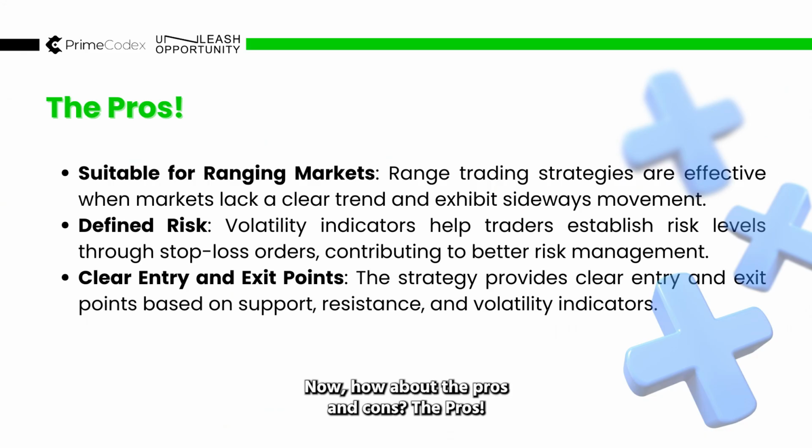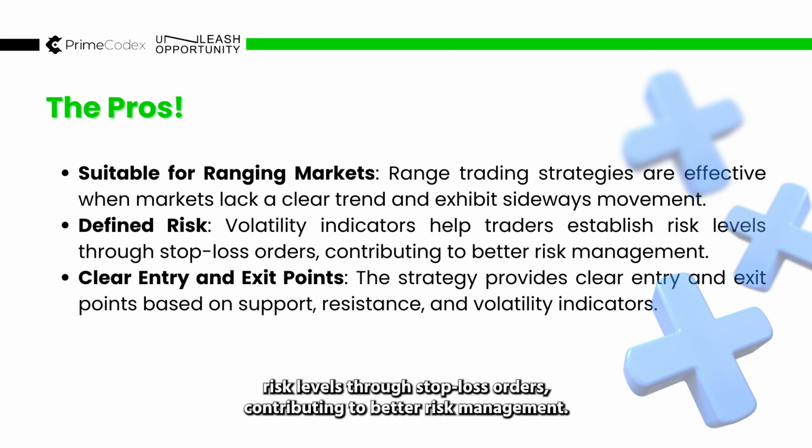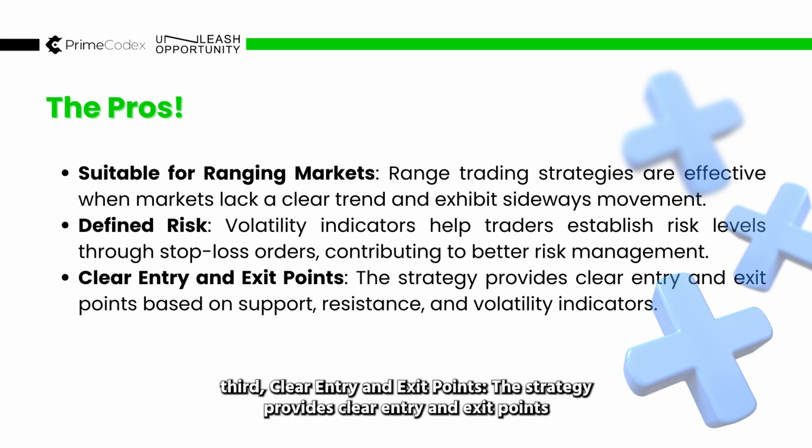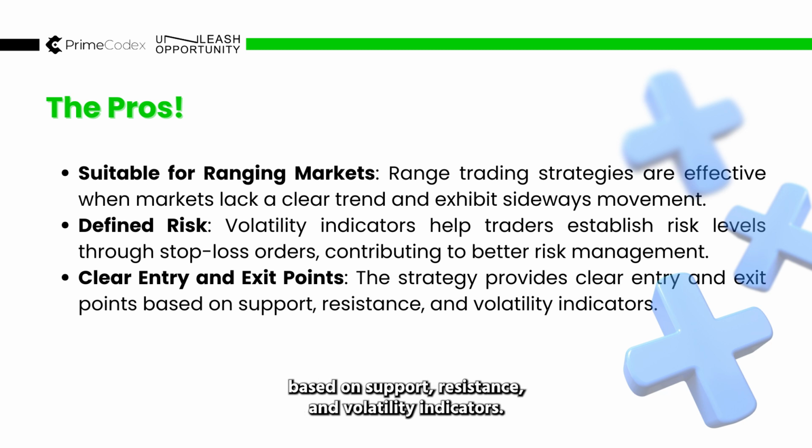Now, how about the pros and cons? The pros: suitable for ranging markets. Range trading strategies are effective when markets lack a clear trend and exhibit sideways movement. Defined risk. Volatility indicators help traders set risk levels through stop loss orders, contributing to better risk management. Third, clear entry and exit points. The strategy provides clear entry and exit points based on support, resistance, and volatility indicators.